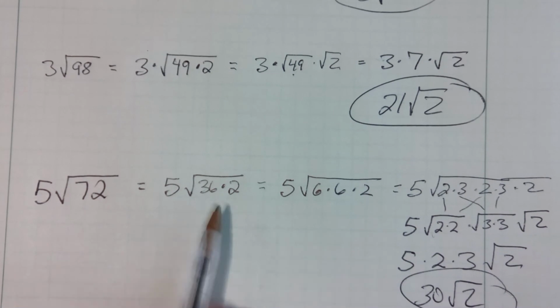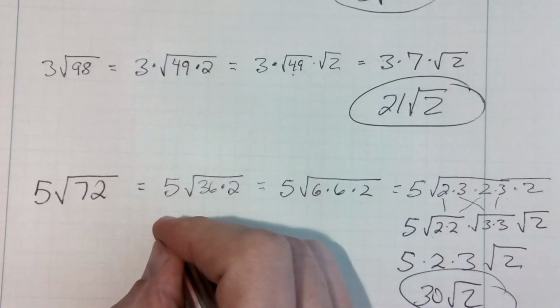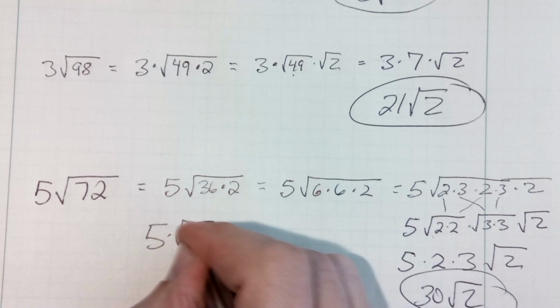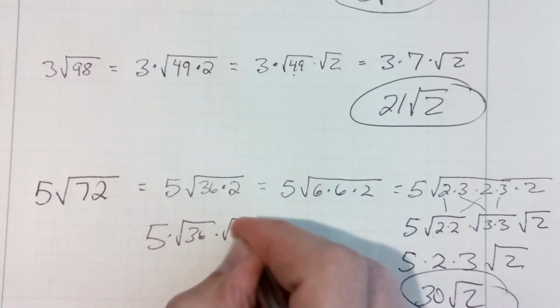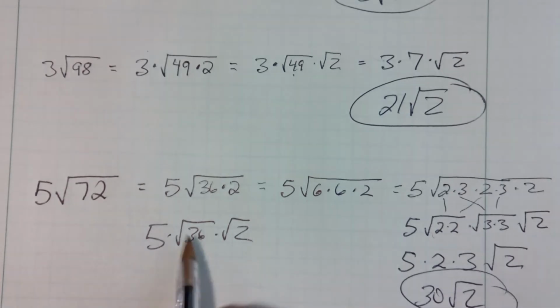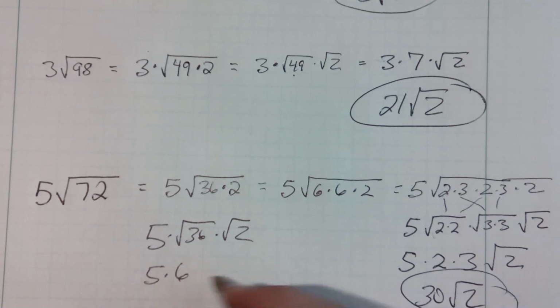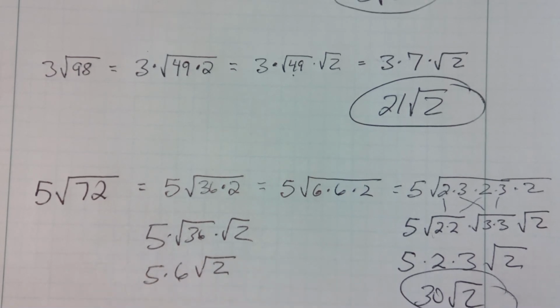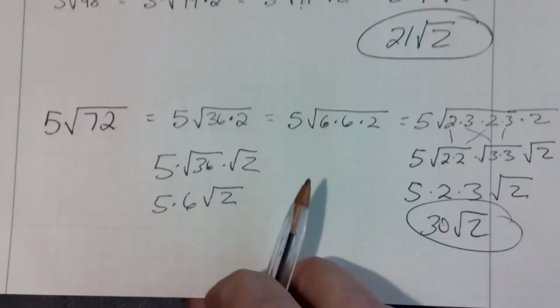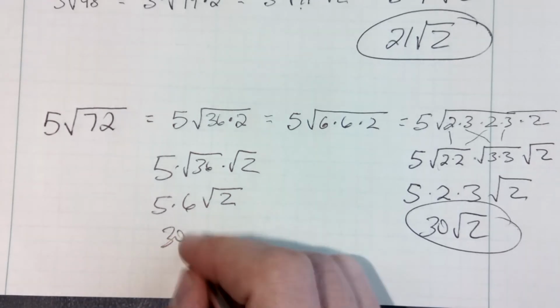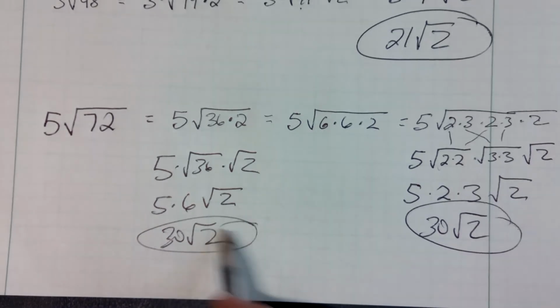Again, hopefully you would have stopped back here and did it as 5 times the square root of 36 times the square root of 2, and then square root of 36 is 6 times the square root of 2, and then 5 times 6 again is your 30 square roots of 2. Same exact answer as the one we got there.